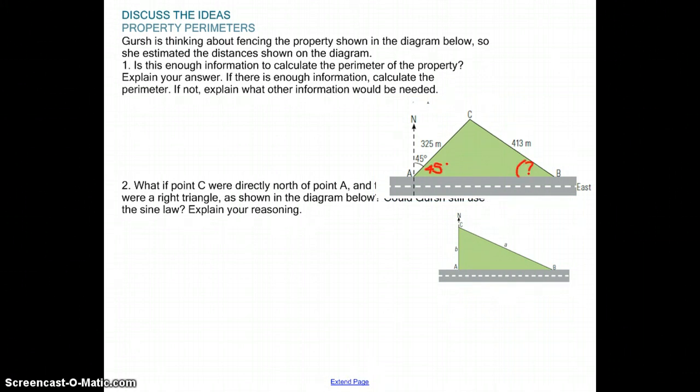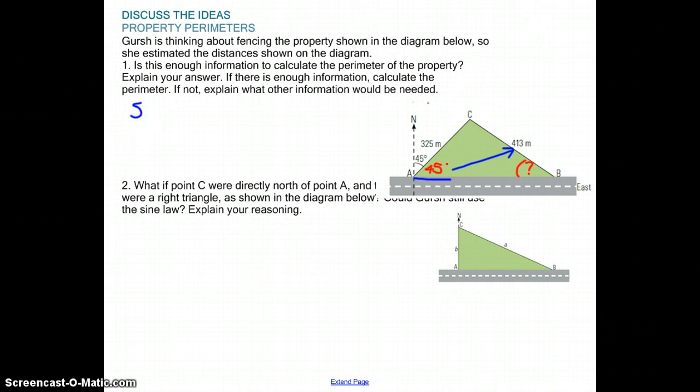So yes, this is possible. We need first to determine this angle. We know that since it's north, south, east, west, it's going to make a 90-degree angle. Since part of it's 45, the other part must also be 45. And now we have a side length and angle pair that are across from each other, so we can use the sine law to find angle B.